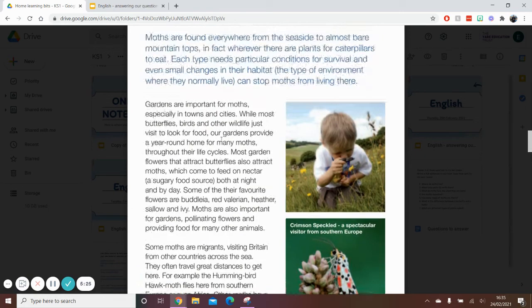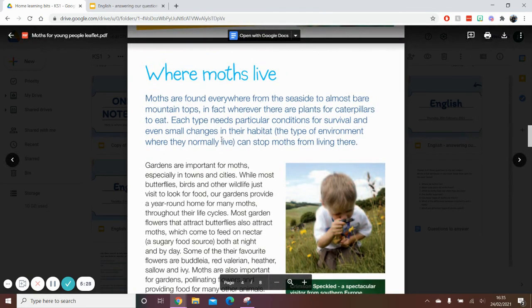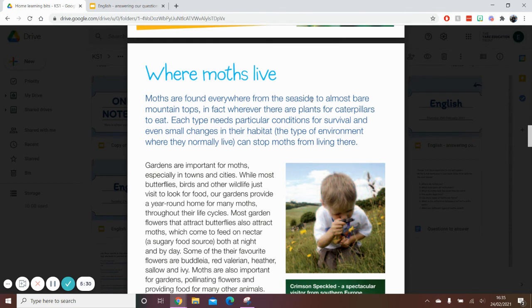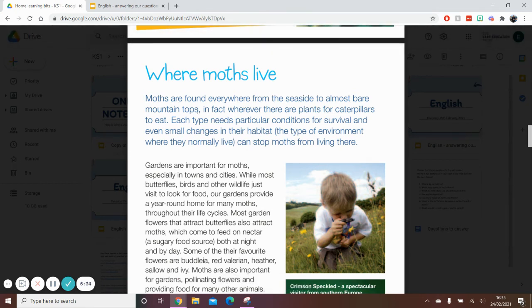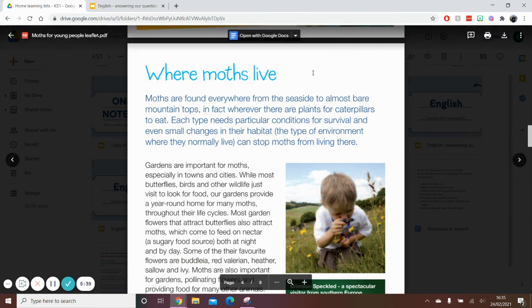Amazing! So that has helped me answer my question, where do moths live? Moths are found everywhere from the seaside to almost bare mountain tops. So in my book, I would write in a full sentence that moths live in lots of places, such as the seaside or mountain tops, and they are also found in gardens.